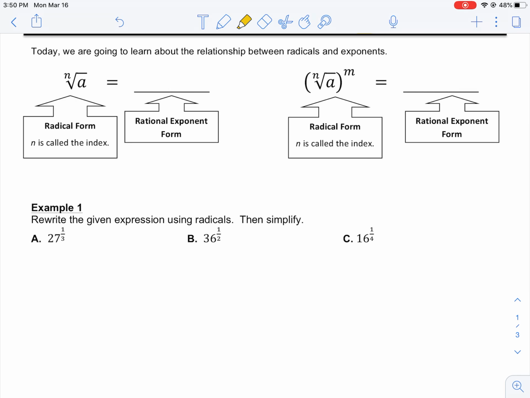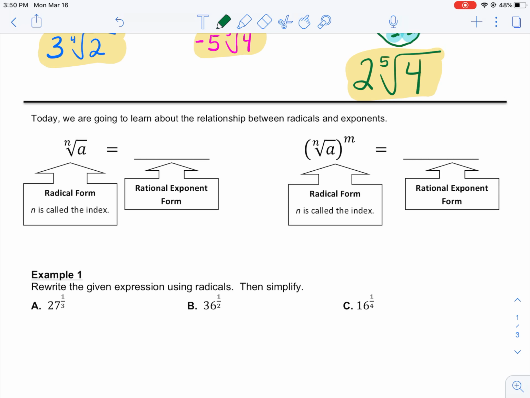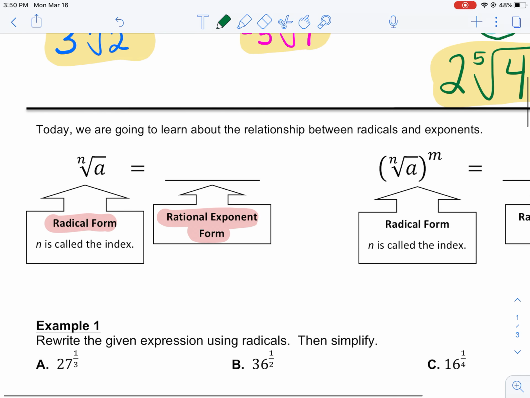Okay, so now we're going to go ahead and move on, and we're going to talk about the relationship between radicals and exponents. So when you take a square root or a cubed root of a number, that can actually be represented in exponential form. Okay, and when you change a radical to an exponent, we call the new form rational exponent form. Remember, the word rational means a fraction.